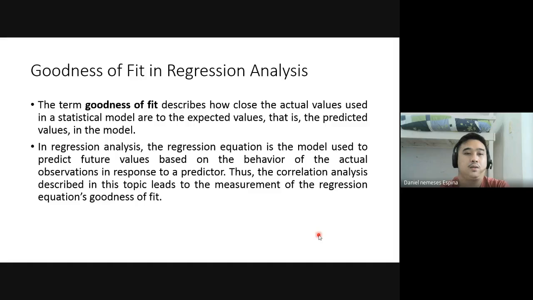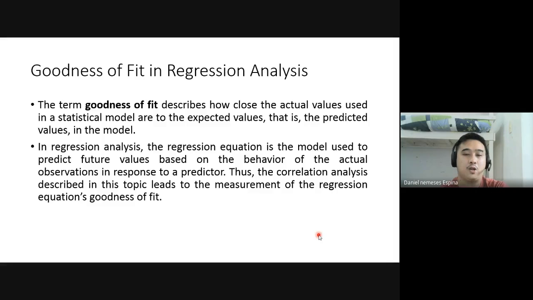So, goodness of fit in regression analysis. The term goodness of fit describes how close the actual values are to the predicted values. So, if the actual data points, do they follow the regression line? Again, if the distance between the actual data points and the regression line is very close, then we can say that there is a goodness of fit.